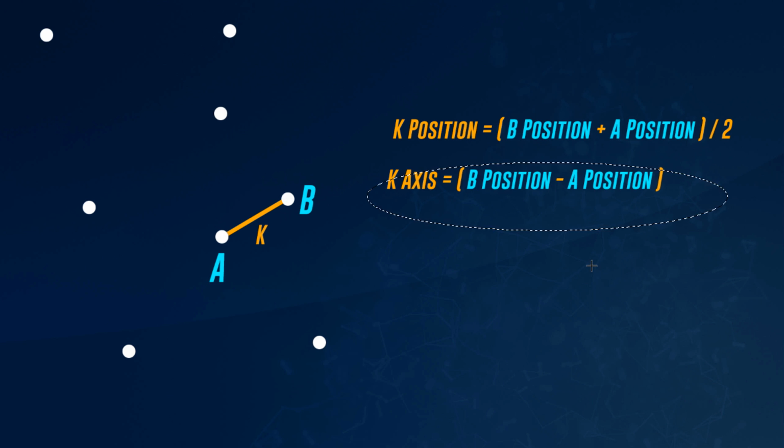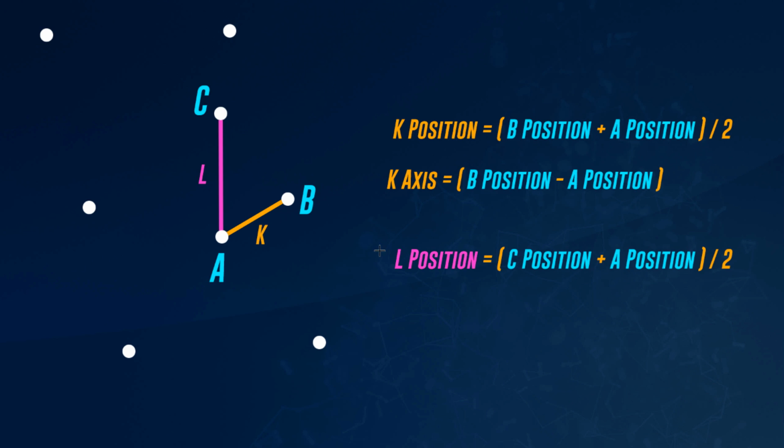K's position should be the average of the positions of the particles A and B, and its axis should be the position B minus position A. So, in conclusion, K's position is going to be the B's position plus A's position, all divided by 2. And K's axis is going to be B's position minus A's position. As for the C particle, it's going to connect to A with L. And all is going to follow the same logic. The position is going to be the average of the positions, and the axis is going to be the difference between them. And now every particle is going to do the same thing.